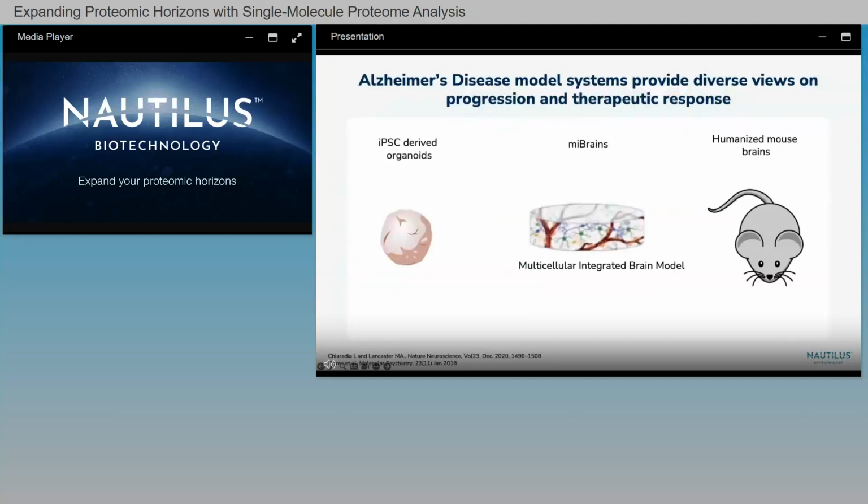To do this study, we looked at 3 specific model systems. We looked at, again, iPSC-derived organoids. We also looked at a model system from a group at Mount Sinai that is called MyBrains. These are a multicellular model system. So unlike the organoids, which only have neuronal cells, these model systems have up to 10 different types of cells, so a more realistic model system. And then we also looked at humanized mouse brains.